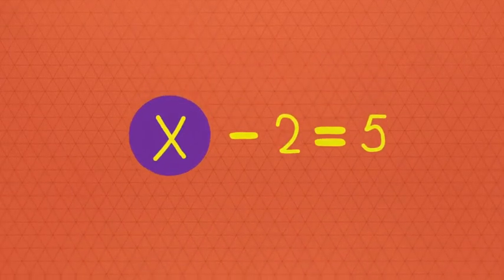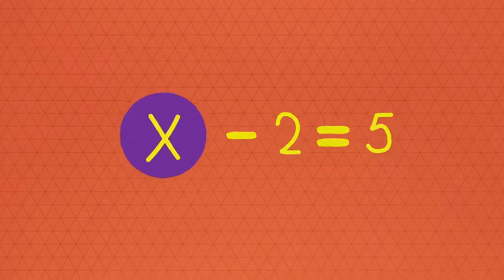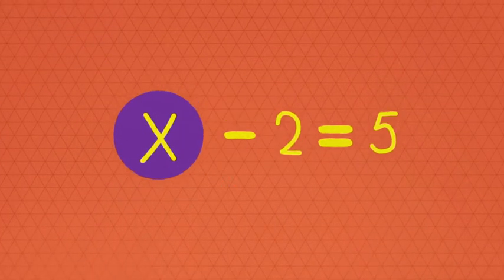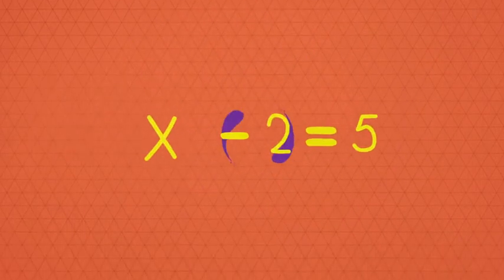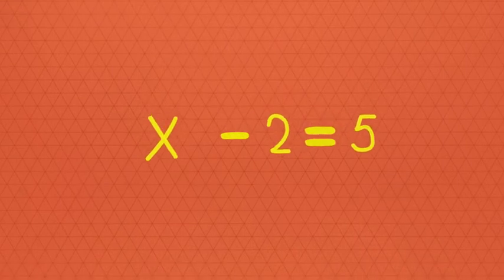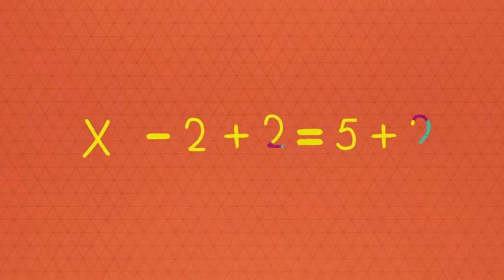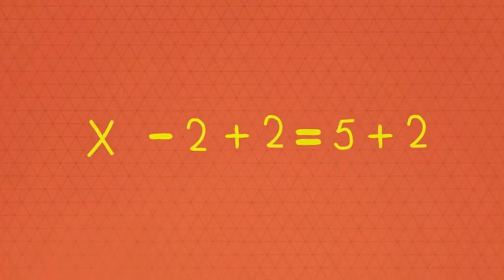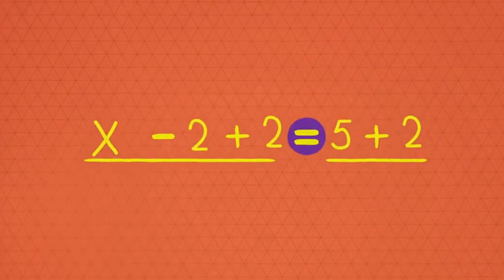To solve this equation, you need to isolate the variable, which is x. How do we do that? On the left side of the equation, 2 is being subtracted from the variable. What if we added 2 to both sides? Remember, in an equation, both sides of the equal sign must always be equal.